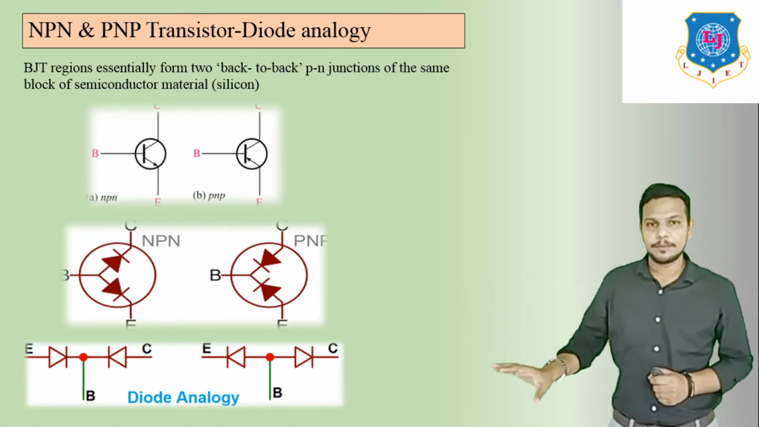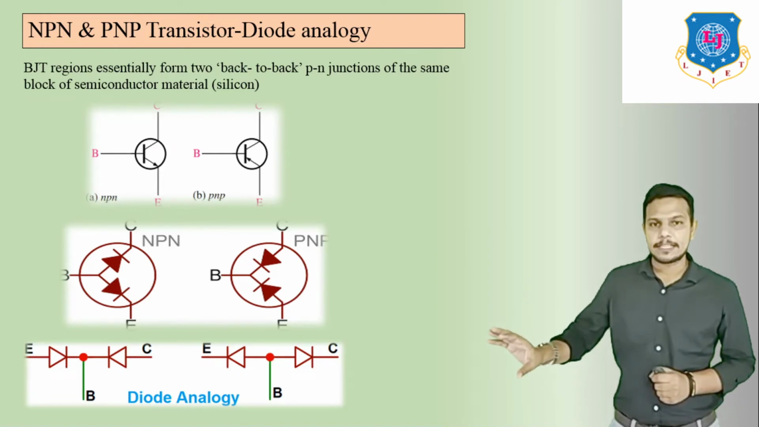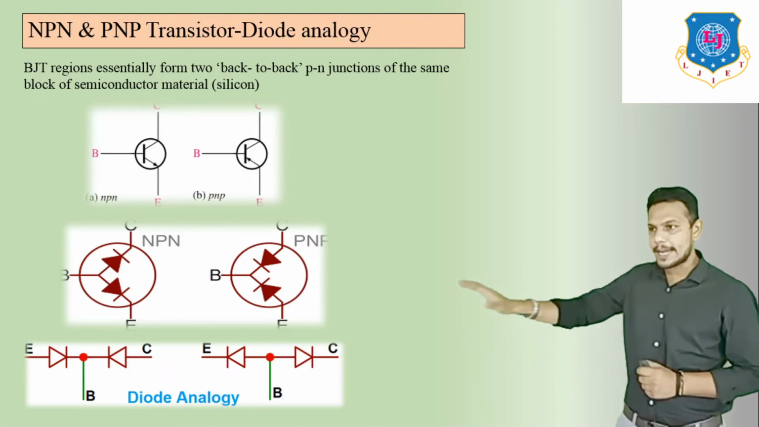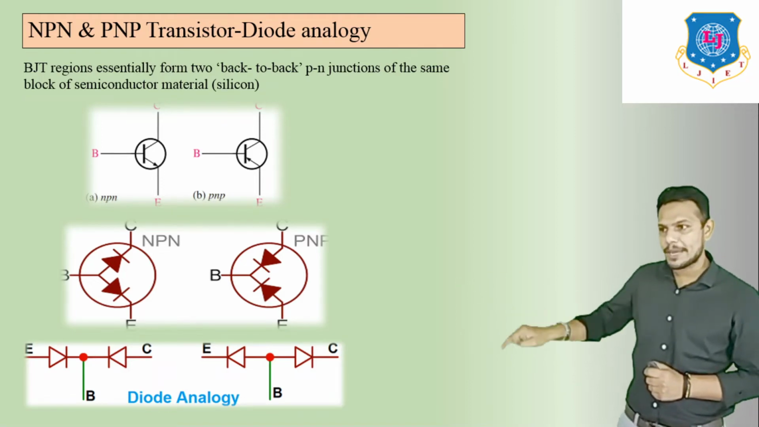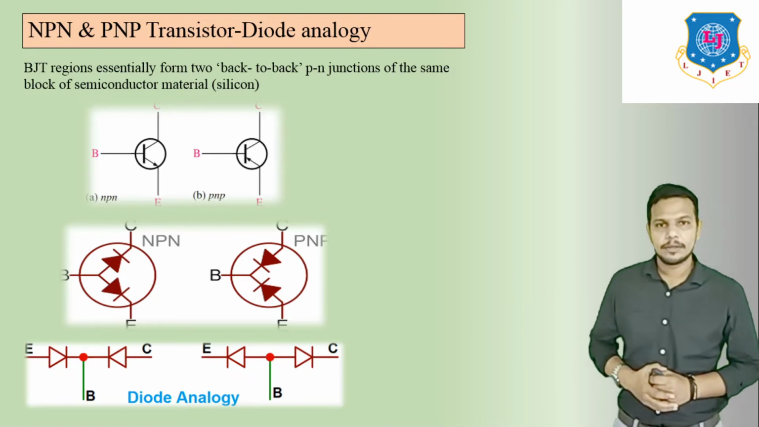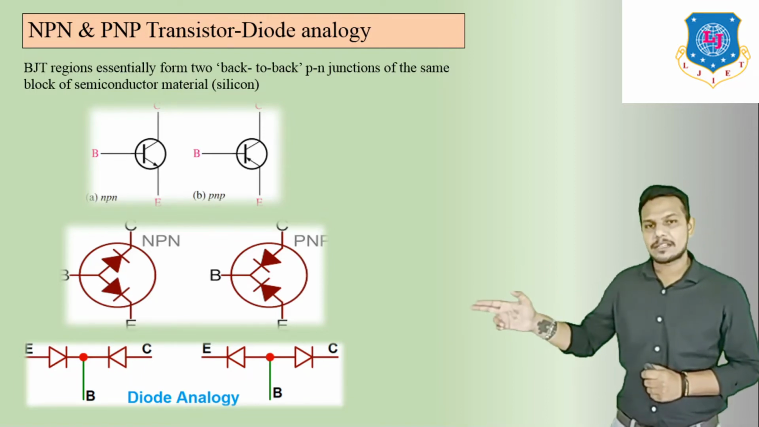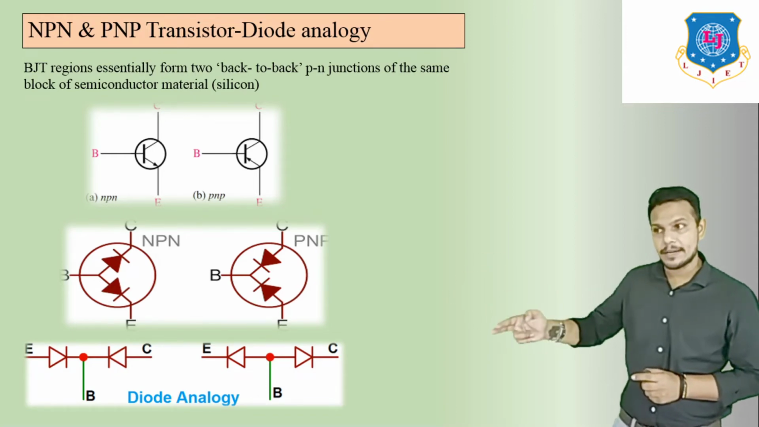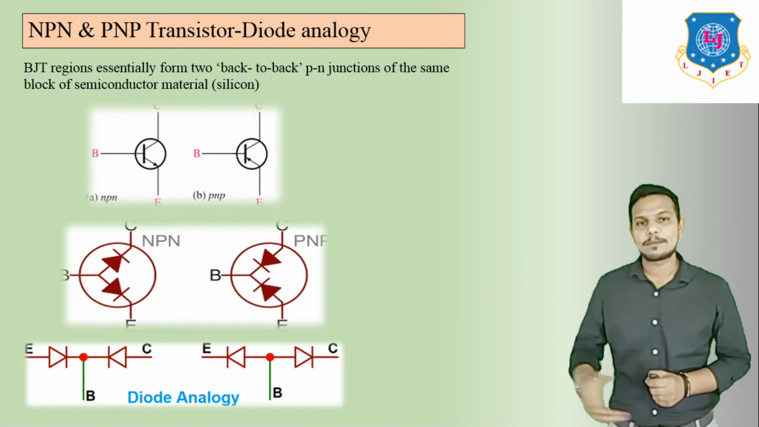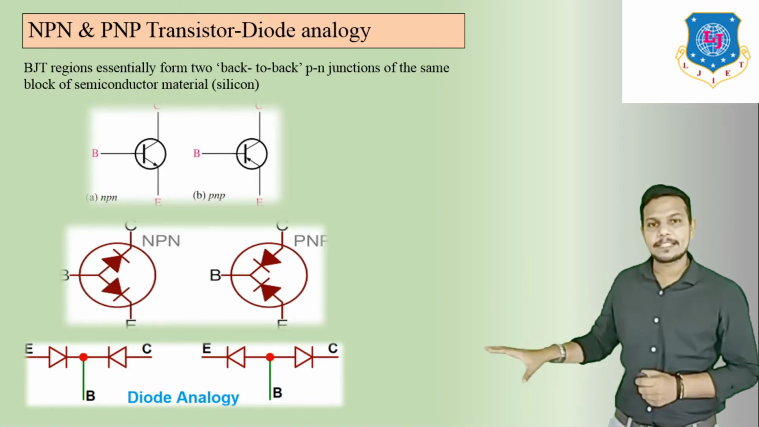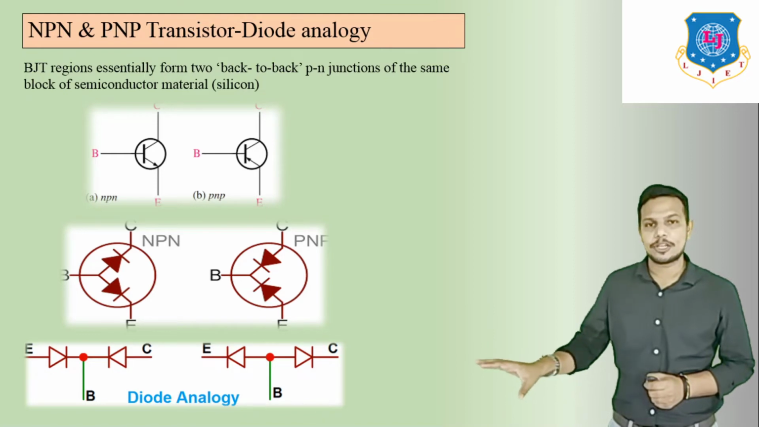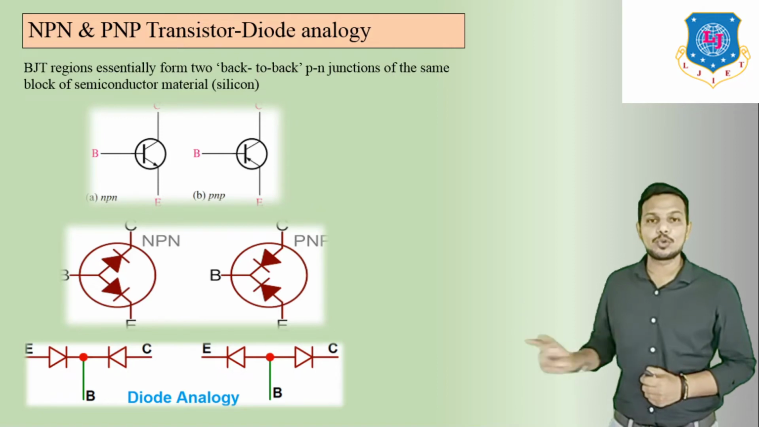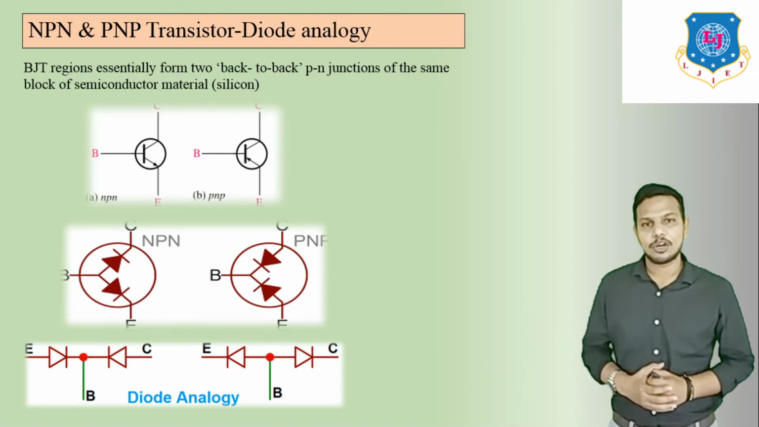Now the diode analogy. Here we can see this is the NPN first. Consider this one: NPN, emitter, base and then collector. Now the diode's last terminal is P, then N and then P, so it becomes PNP. Here we can see this is the diode analogy of this transistor. This is the instruction for how we can make a transistor with the help of two diodes.